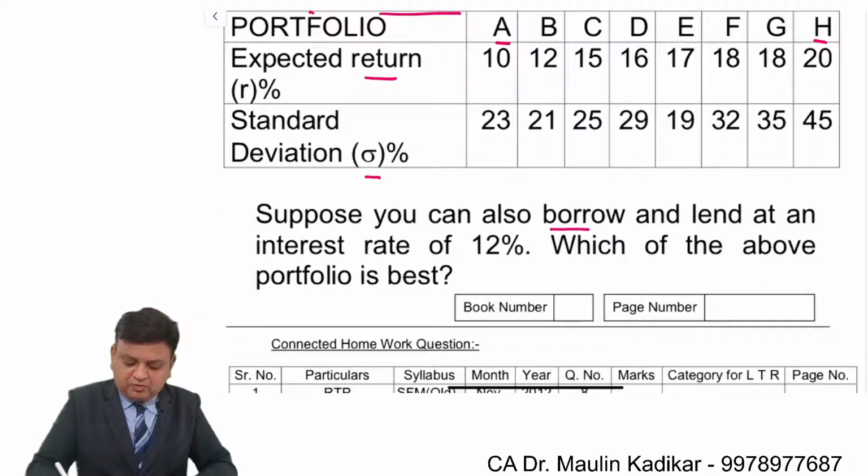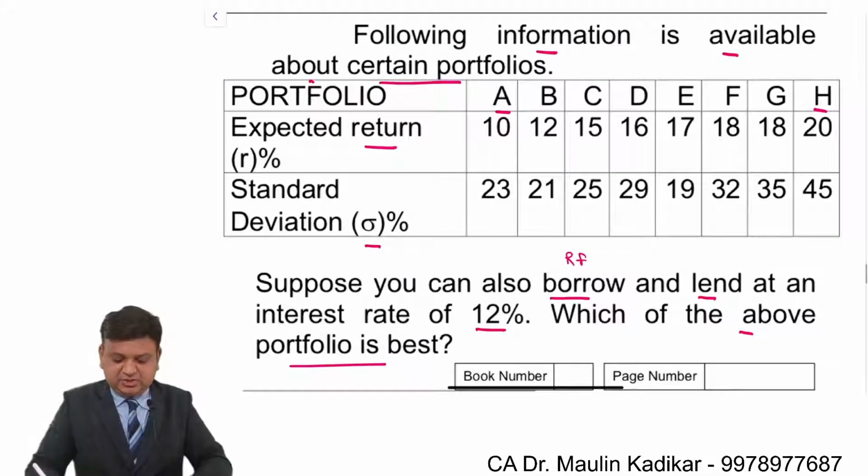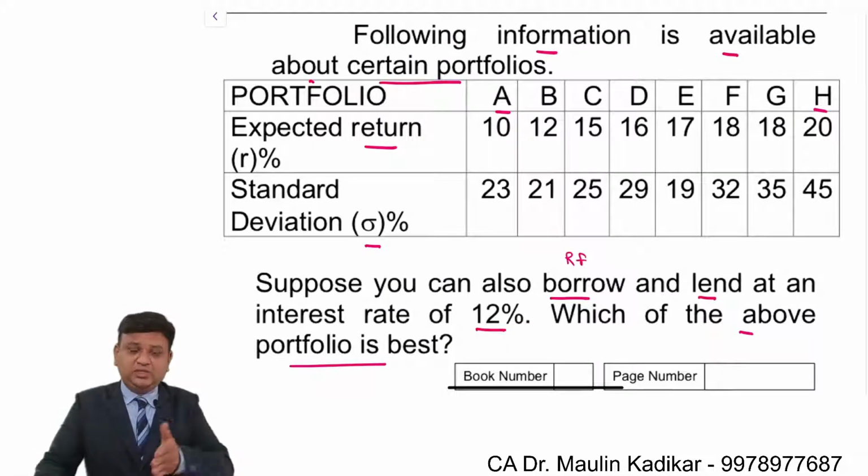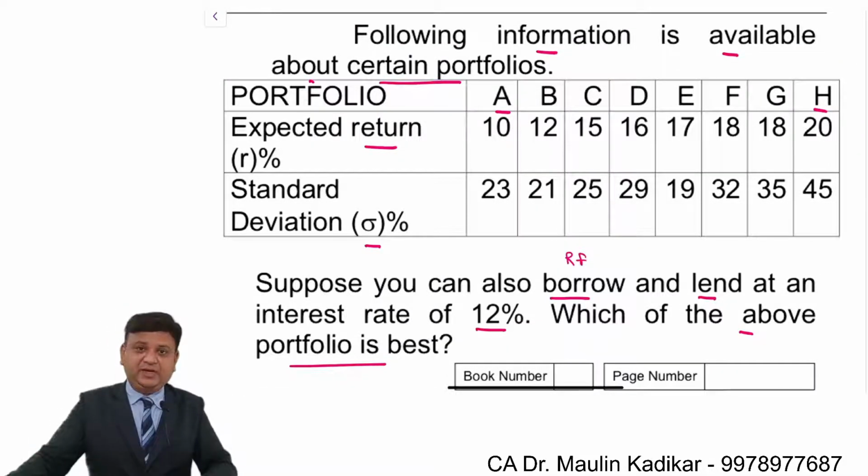Suppose you can also borrow and lend at the rate of 12%. So the rate at which you can borrow and lend is considered to be RF. Which of the above portfolios is best? That is the question. Among all these portfolios, you are required to identify which one is the best portfolio.